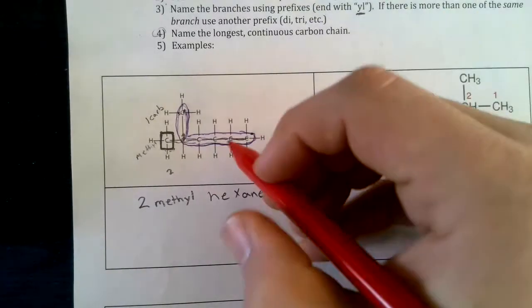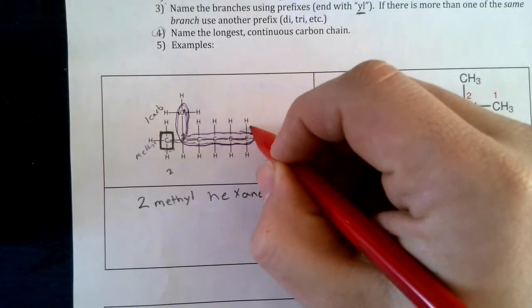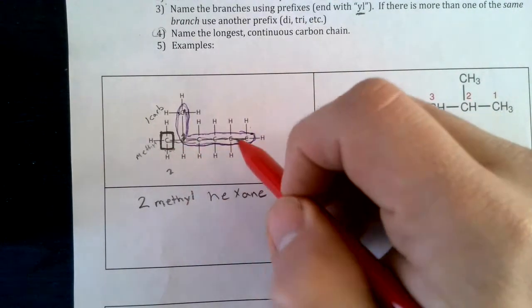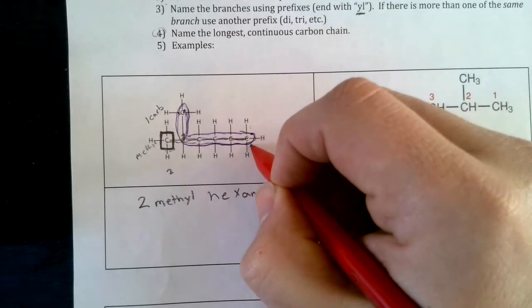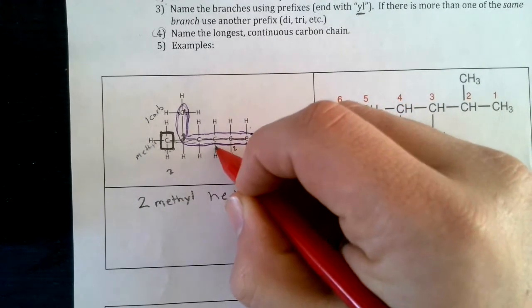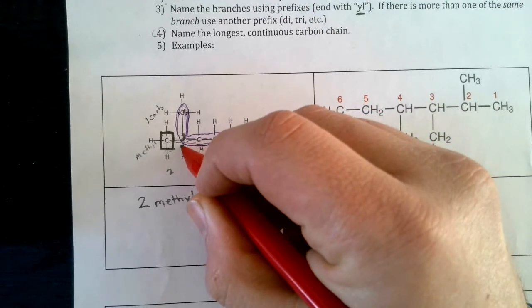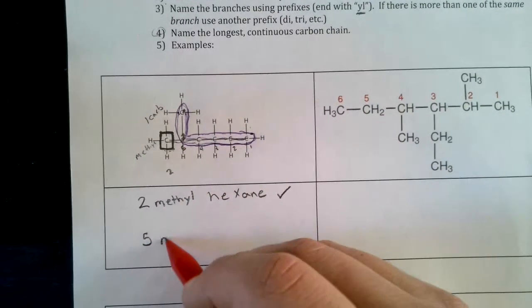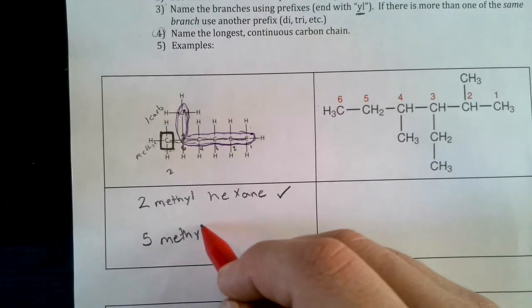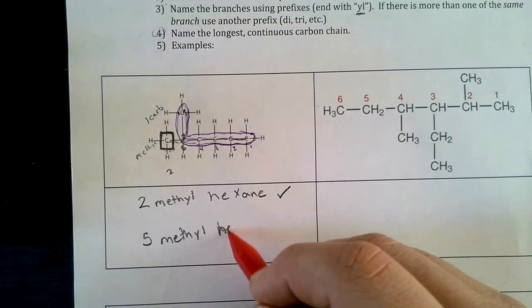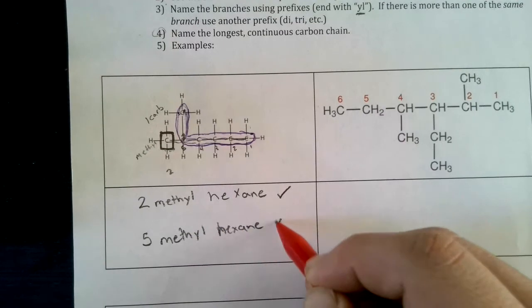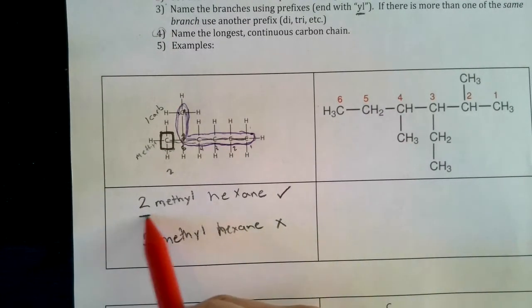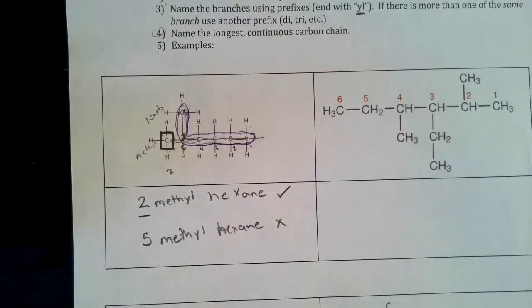this methyl branch that we've already identified, if this was carbon 1, 2, 3, 4, this would then be carbon 5. And you could incorrectly name this as 5-methylhexane. The key is you always want the number to be the lowest.